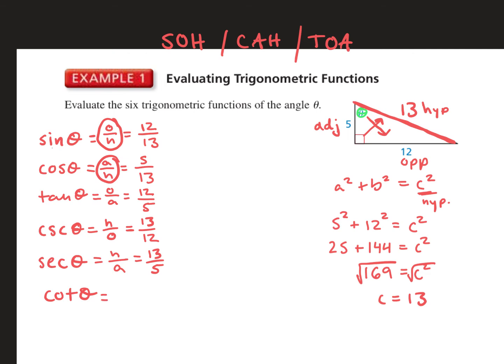And lastly, we have cotangent, which is the reciprocal of what? It's the reciprocal of tangent, so we flip tangent. So if tangent's opposite over adjacent, what's the flip? Adjacent over opposite, which is 5 over 12. Perfect.